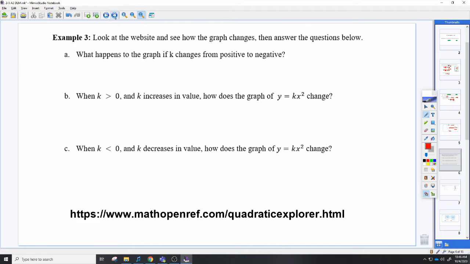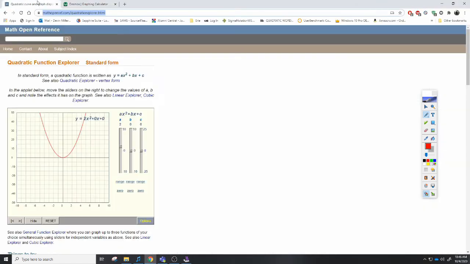So now we're actually going to go to the other website. The other website that you should go to as well is written down below here on the slide. So make sure you go here. You're going to type this into your Google Chrome. It's www.mathopenref.com and then /quadraticexplorer.html. So take a moment and type that in. I already have it open right here.